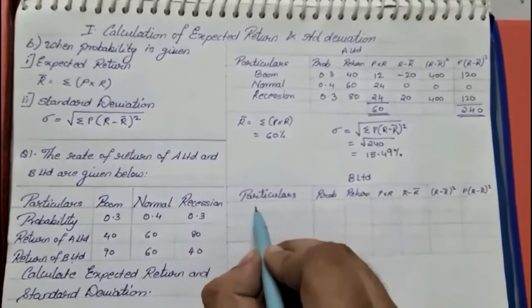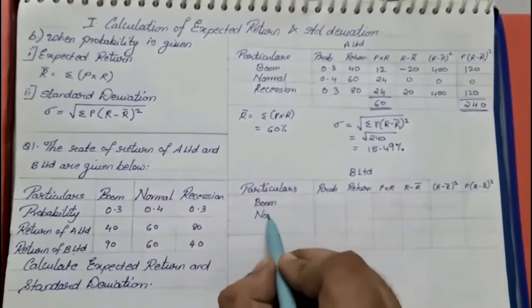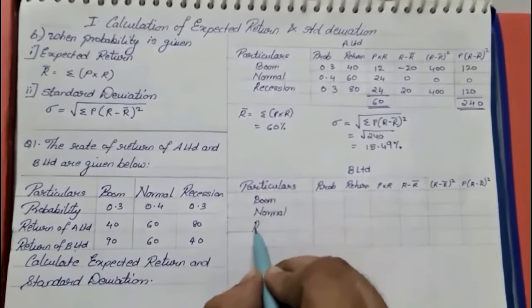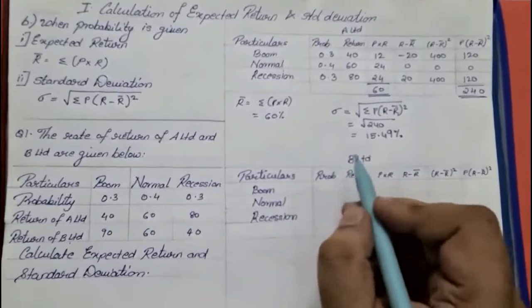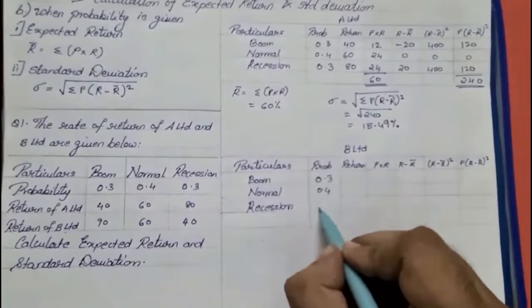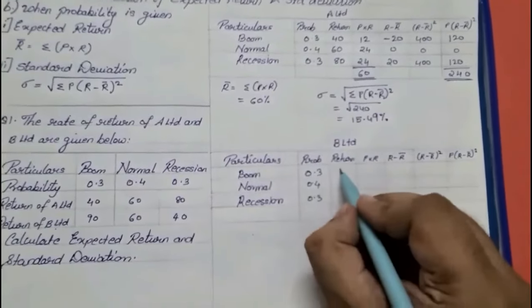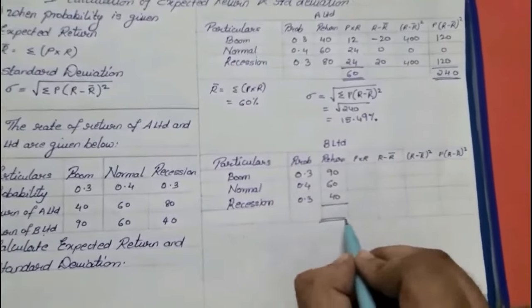Now again in particulars we have 3 conditions. So we have the boom condition, we have the normal condition, and we have the recession. Now the probabilities given here are again 0.3, 0.4 and 0.3. The returns are 90, 60 and 40.